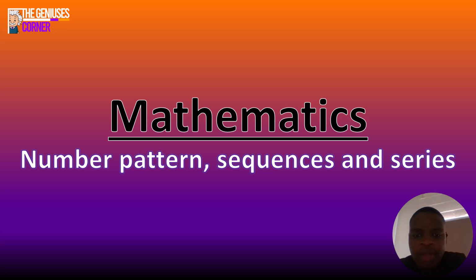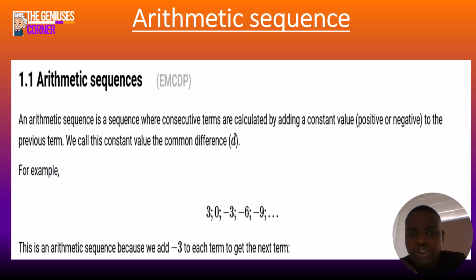So in grade 12 we talk about sequences and series, and we start with the arithmetic sequence. Now, let me first explain the difference between a sequence and a series. A sequence is a list of numbers, and a series is the sum of that list.